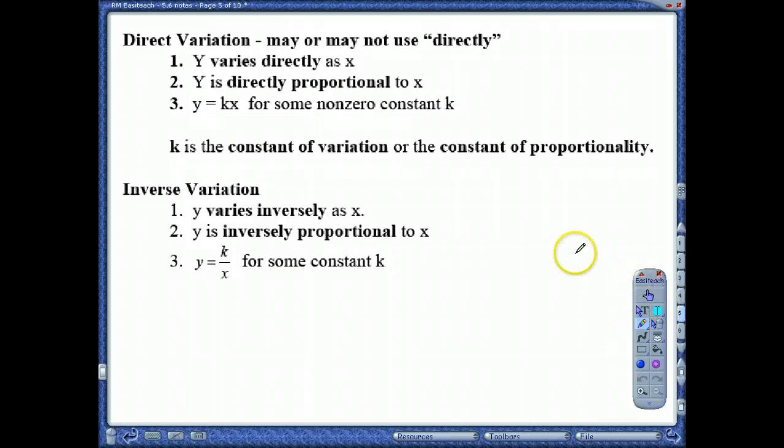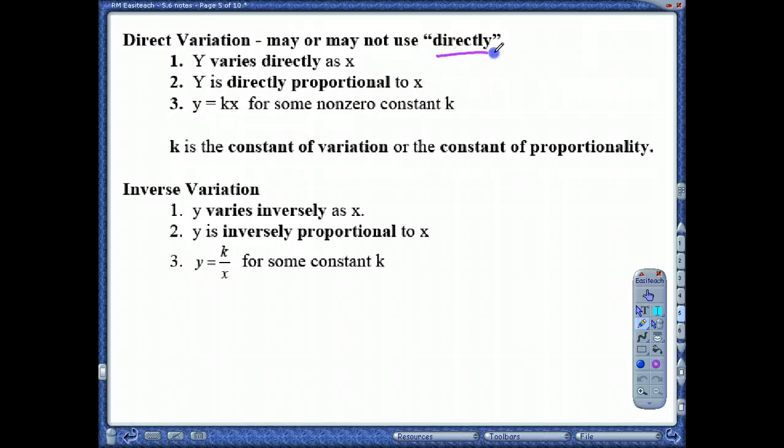Now that was just kind of a little review of what we did in the past, as is this slide. You've got direct variation and inverse variation. The reason why we're reviewing this is because we are going to solve differential equations. They're going to be given to us in this form.